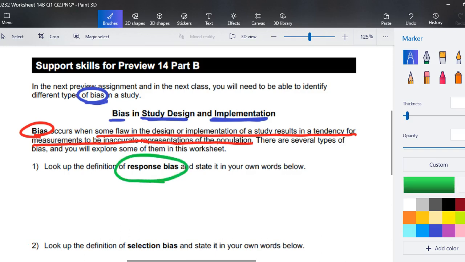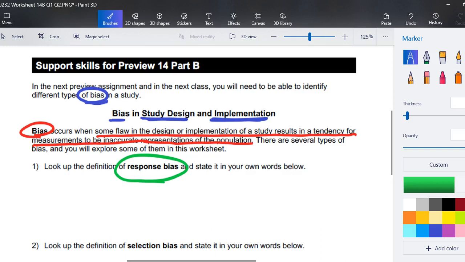One that we need to write down: response bias. It asks us to look up this definition and state the definition below in our own words. As always, this whole semester, I need you to pause and work on these questions by yourself before you just listen to the video. After you have some answers down, then come on back. This time you might want to complete questions 1, 2, and 3, and then come back and let's talk through them together.